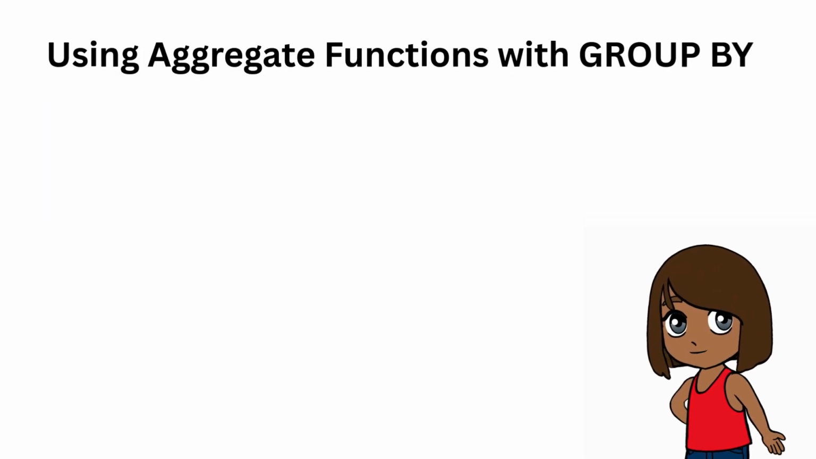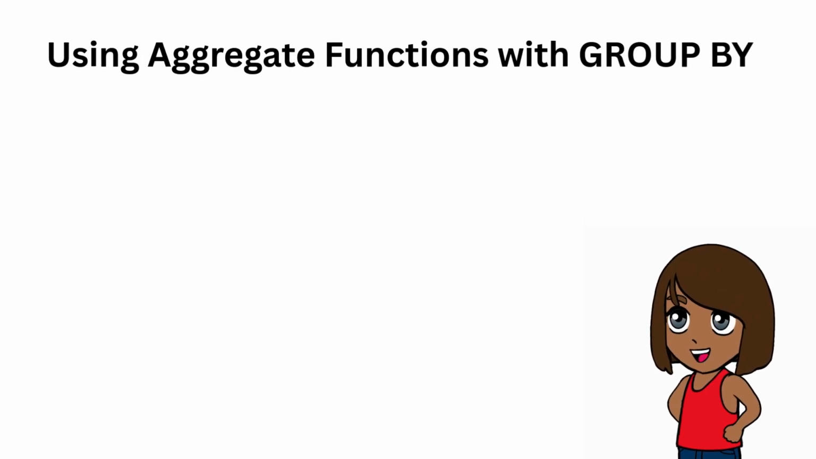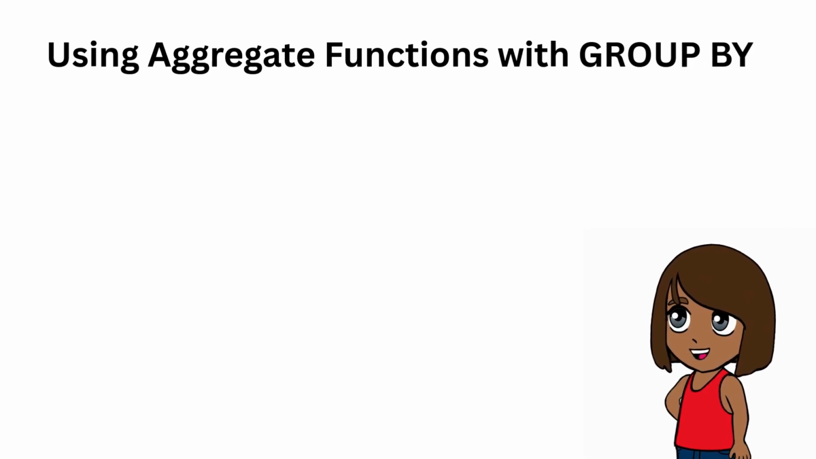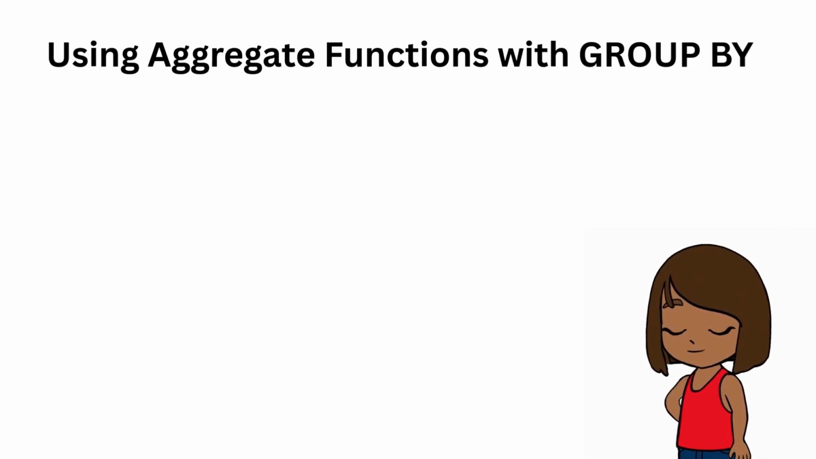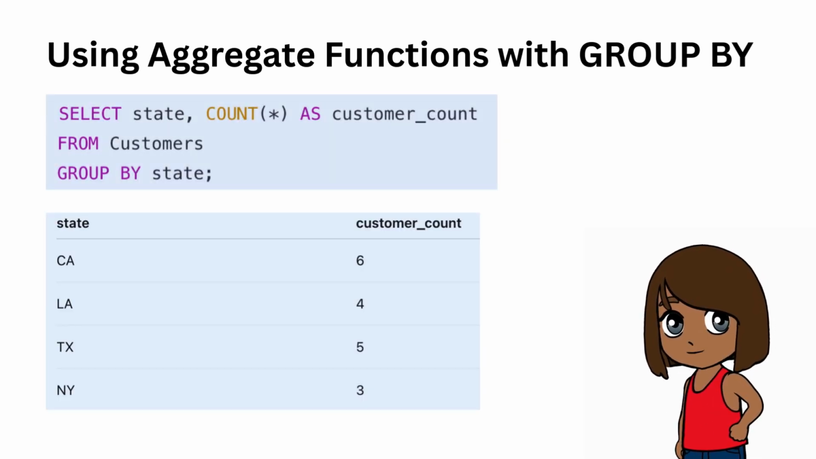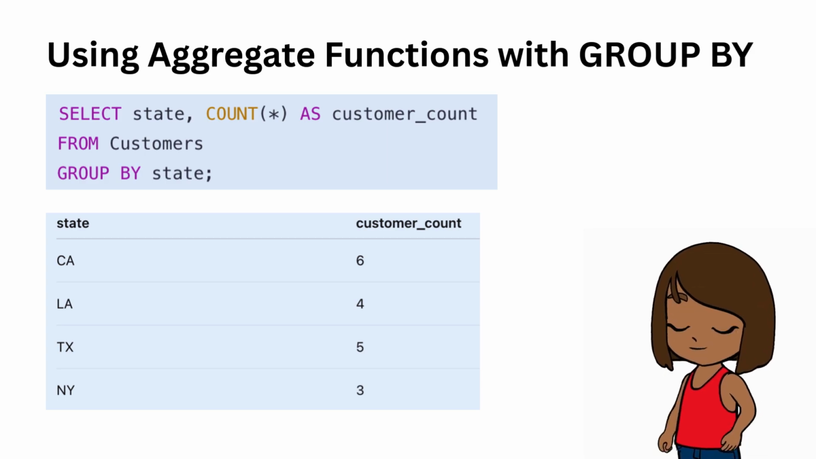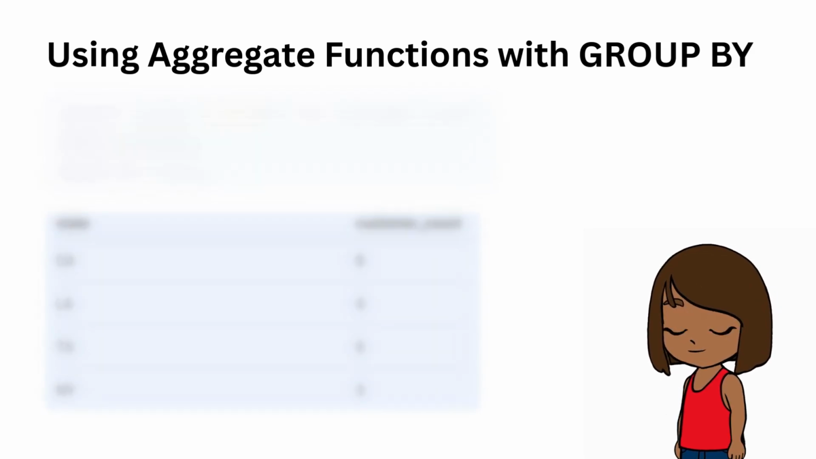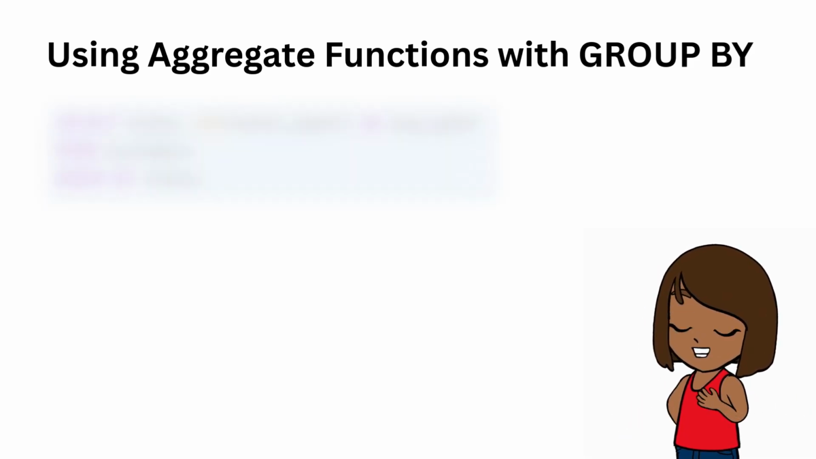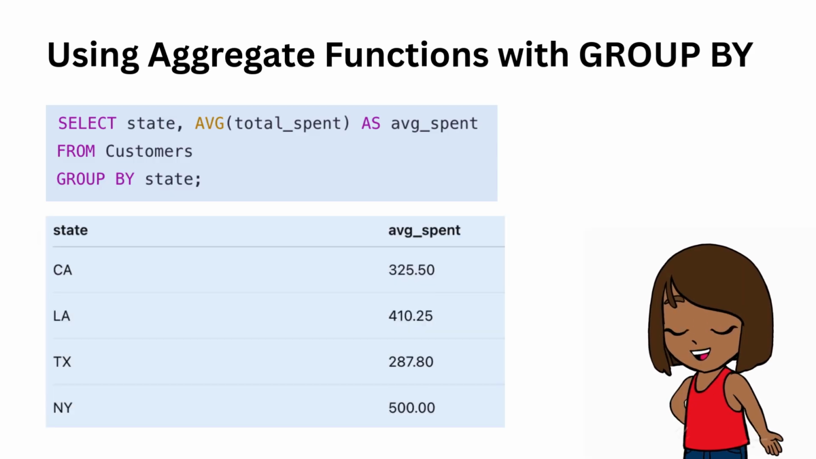Now let's level up. Instead of summarizing the entire table, we can summarize per group. We can answer the question, how many customers per state, using this query. Now SQL first groups rows by state, and then counts within each group. We can answer the question, average spending per state, using this query on screen. This is how real data analysts think.